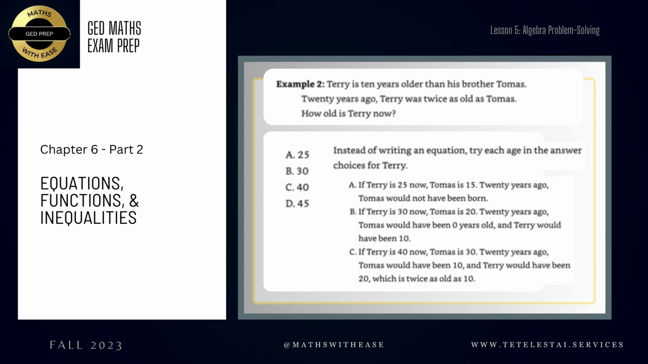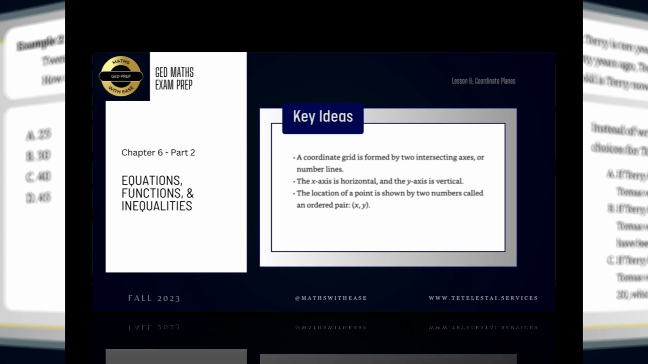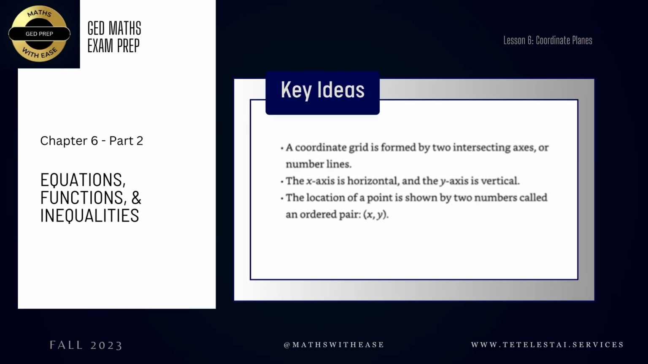And then the final lesson is on coordinate planes. The coordinate grid is formed by two intersecting axes, or number lines. The x-axis is horizontal and the y-axis is vertical. The location of a point is shown by two numbers called an ordered pair, or the coordinate.